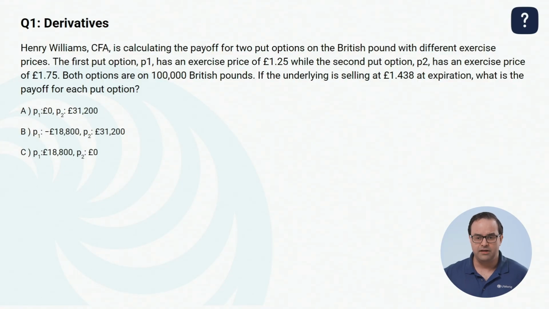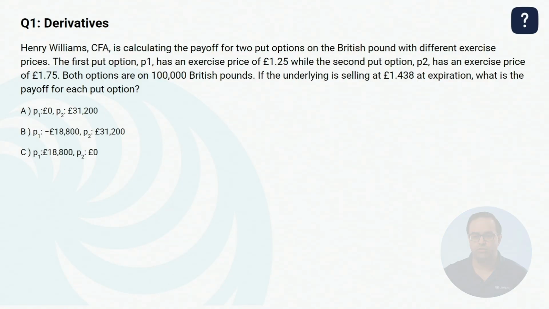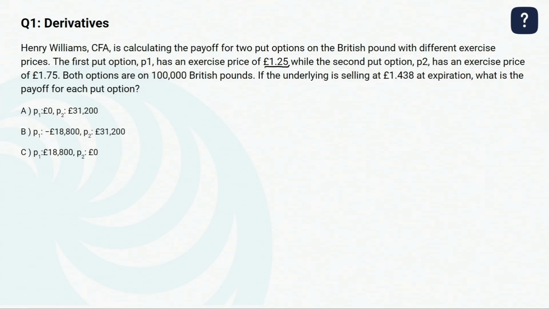The underlying is selling at 1.438 pounds. So the question addresses what's the payoff of each of these long puts. And in this scenario, the $1.25 put would be out of the money, so it's going to have an intrinsic value of 0. So we know that the payoff is going to be 0 because for a long put, you can't have a negative payoff.